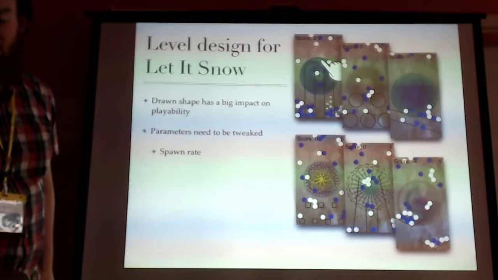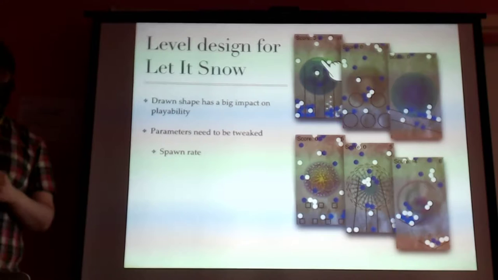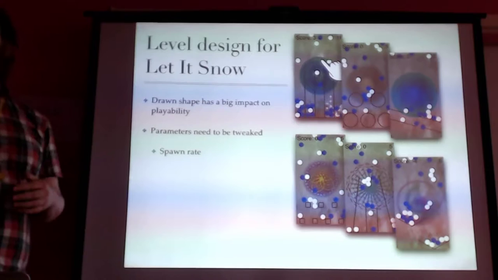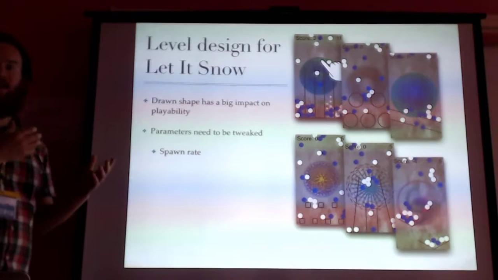So the parameters that we chose out of those 284 to tweak, because obviously if you tweak all 284 of them, then you could in theory end up tweaking too far and end up with asteroids or something. So we wanted to limit it so that however you tweak those parameters, you're still ending up with something that's recognizably Let It Snow.